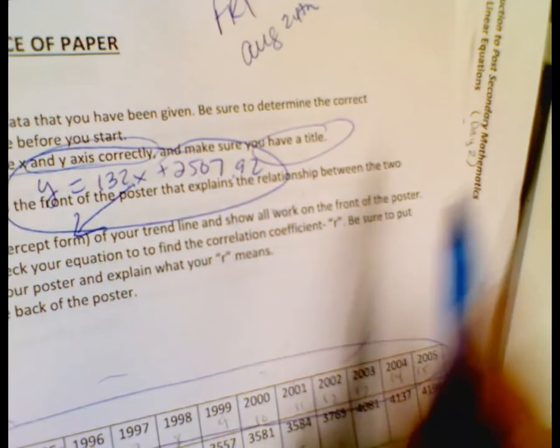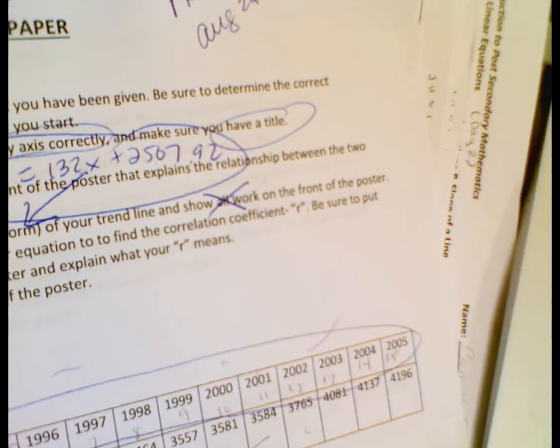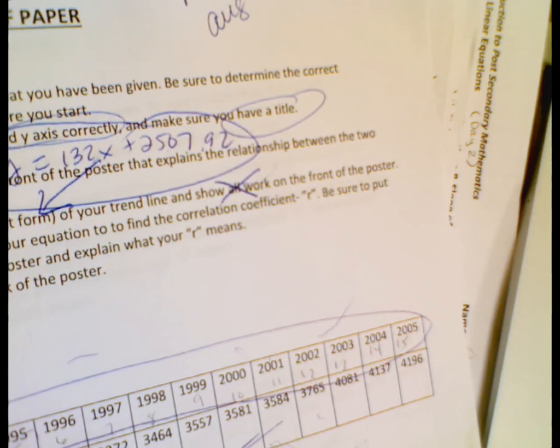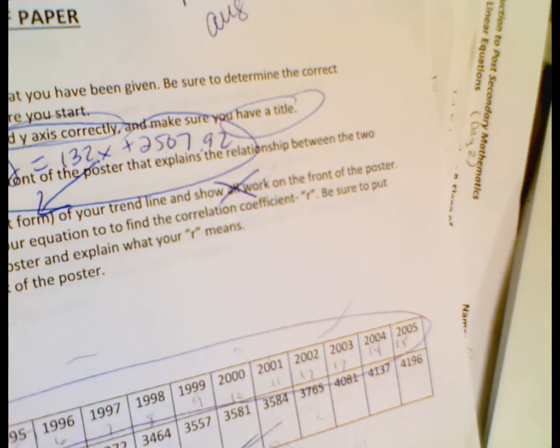Show all the work in front of the poster. You do not need to show the work. Okay, you need to do it on your calculator. It says use the graphing calculator to check your equation. Okay, I do want you to use the graphing calculator. You don't need to check it. I just want you to use the graphing calculator.